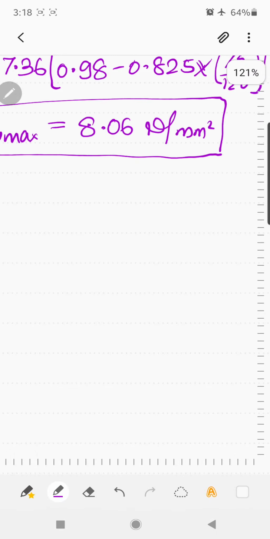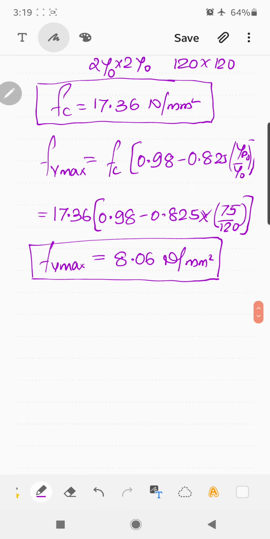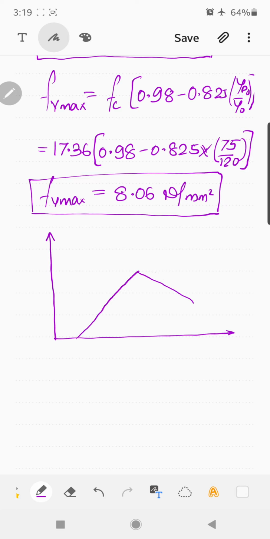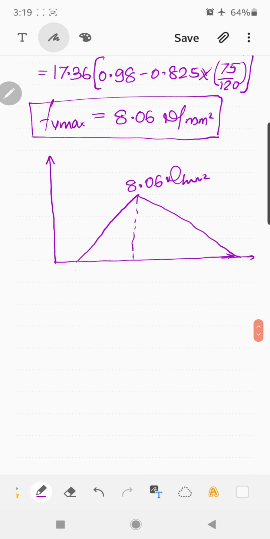Now calculate the bursting tension force. Before that, we can draw the distribution. This is the distribution. The maximum value is 8.06 Newton per mm square, and the point of zero stress is 0.2 y naught. The point of maximum stress is 0.5 y naught, and lastly 2 y naught. You can calculate and write these distances.